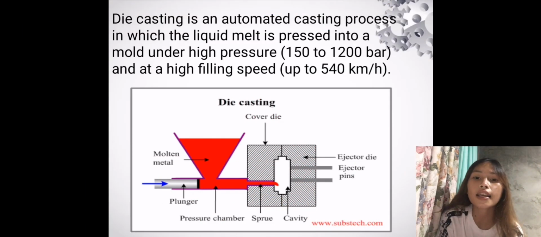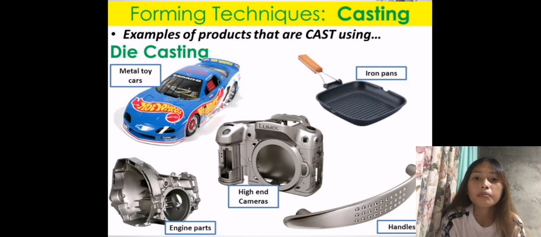And next is die casting. Die casting is an automated casting process in which the liquid melt is pressed into a mold under the high pressure of 150 to 1200 bar, and at a high filling speed of up to 500 km per hour. This is an example of the die casting process.